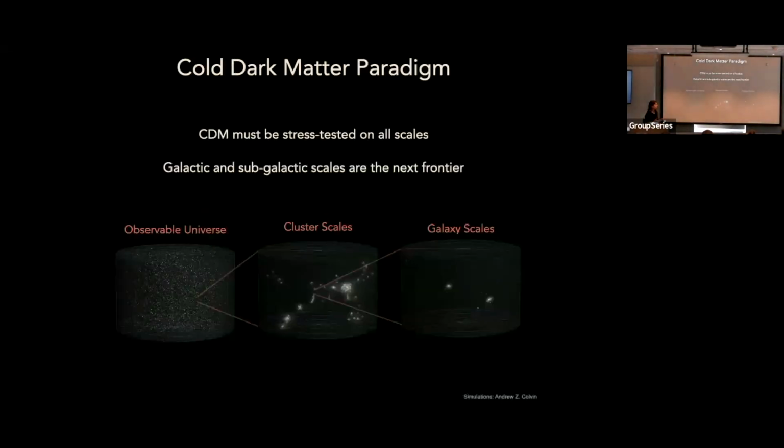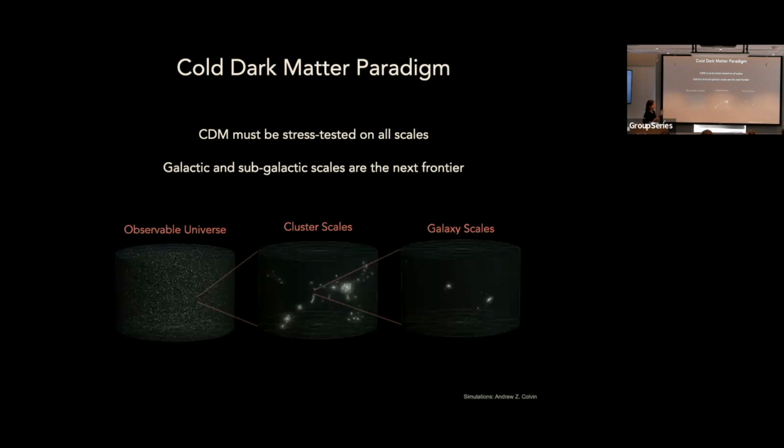Where we're at now as a community and as a field is thinking about how we stress test this on much smaller scales. As with any hypothesis that you put forward, you want to make sure that it holds up at all levels. We've done that with CDM on the large scales. Now the question is, how does it hold up when we go down to the small scales? So, sizes of galaxies and also structures that are smaller than the sizes of galaxies.